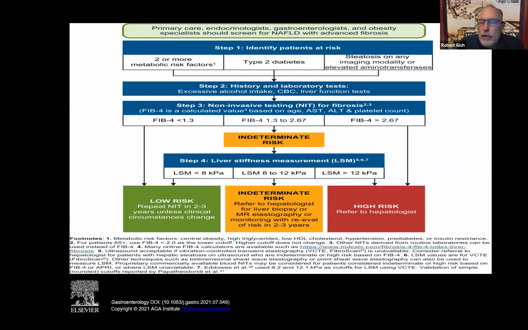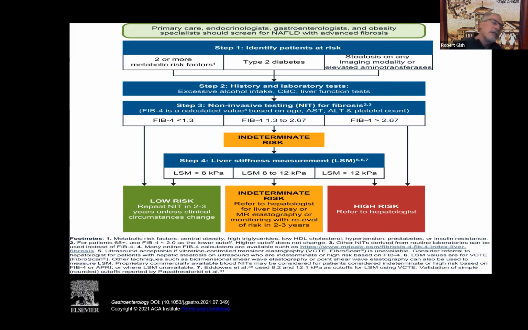This is going to take place by endocrine, gastro, primary care, obesity specialists. You're going to basically look at how many diabetes levels they have, other complications of metabolic syndrome. You can do liver enzymes, liver function, check for alcohol intake. Don't ask them a question, just order a PEth. I'll give you a lot of information.